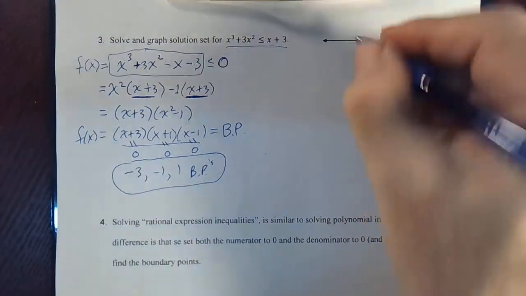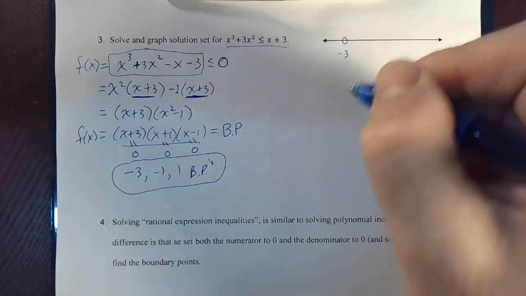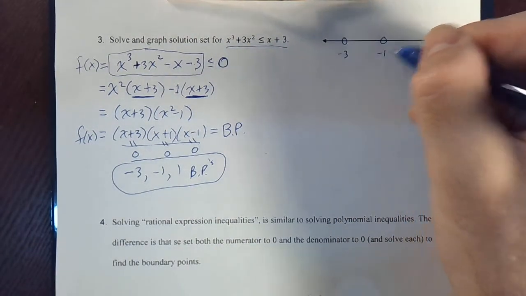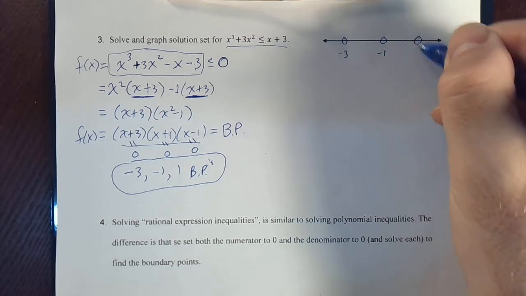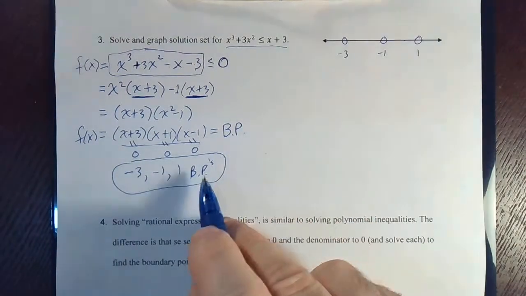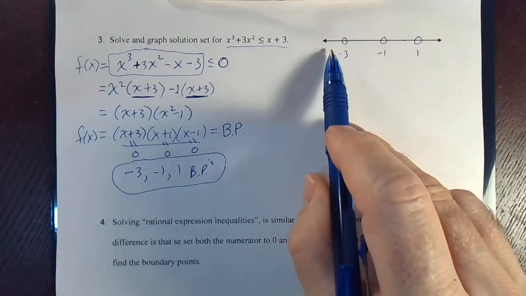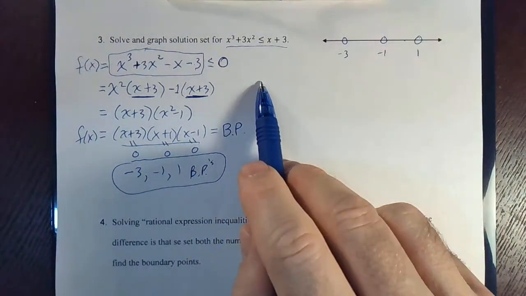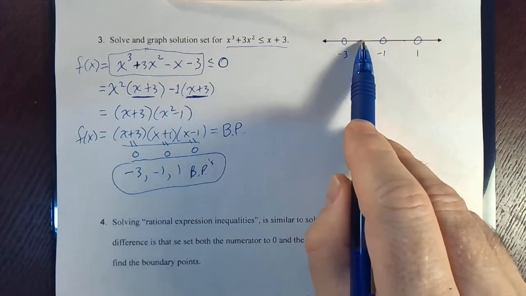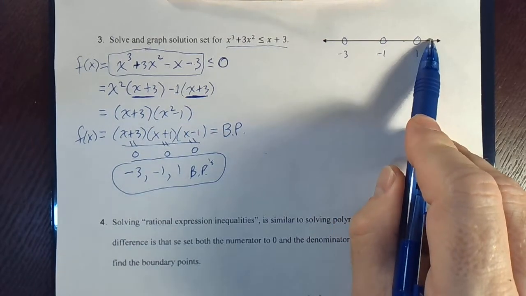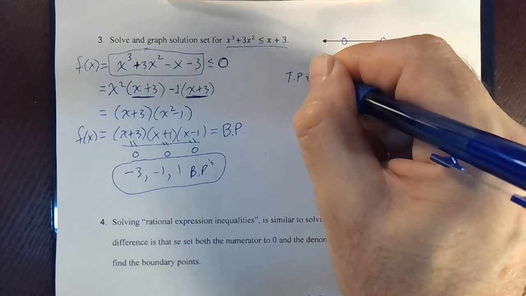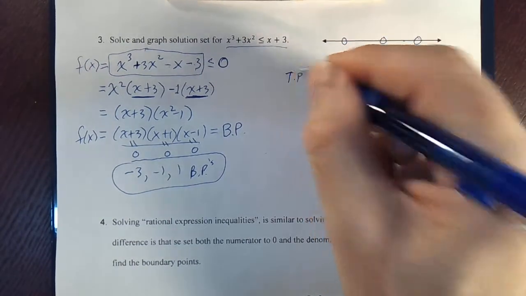All right, so let's see. Negative 3 goes first. Then I'd have negative 2, negative 1. Then I'd have a 0. Then I'd have a 1. Okay? Now what do we do? I need to know which regions to shade. And by the way, how many regions do we have? If I have 3 boundary points, I've got 1, 2, 3, 4 regions where I have to choose a test point. So maybe I'll call them TPs, test points.